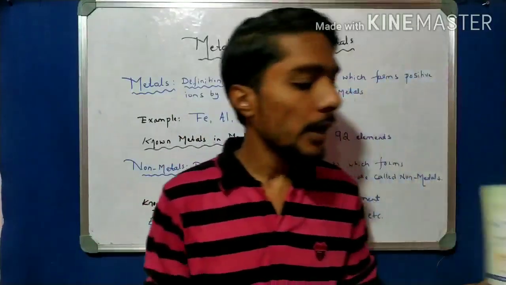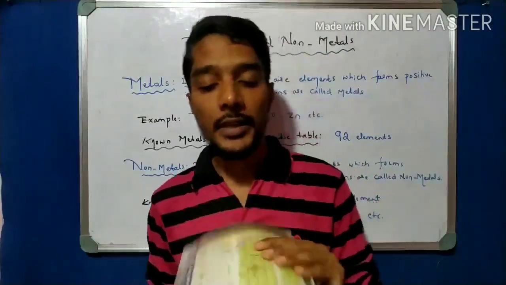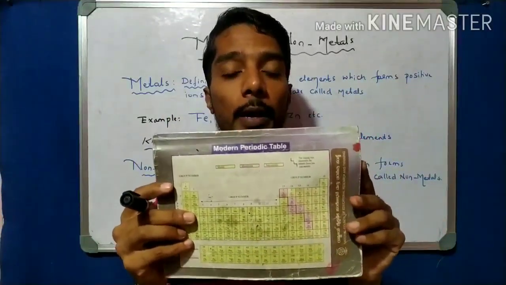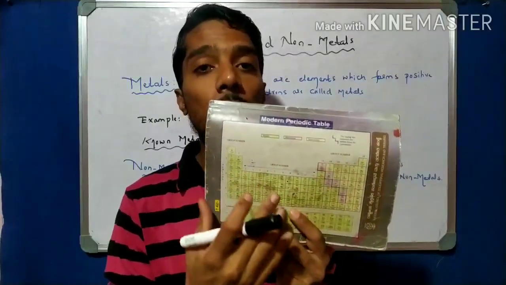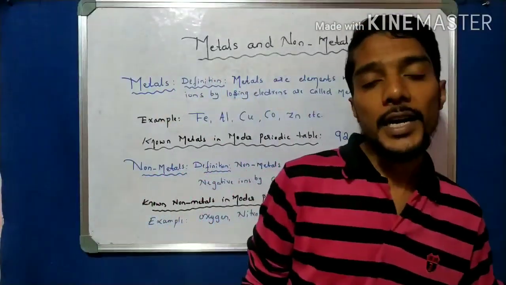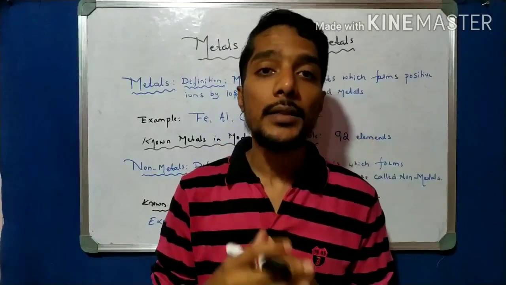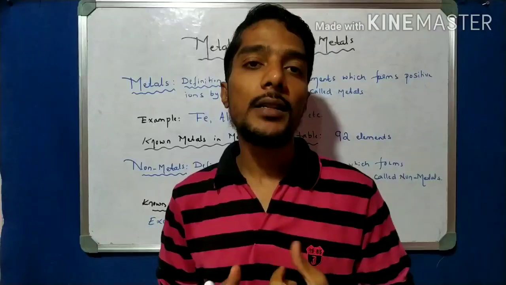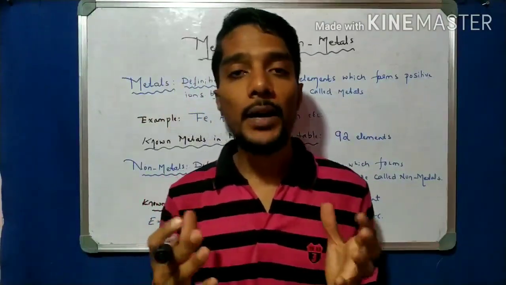It is like that. If you have the NCERT class 10 book of Karnataka state, on the back side you observe the modern periodic table, Mendeleev's modern periodic table. This contains a total of 118 elements, right? In these 118 elements, there are 92 elements which are called metals, and 20 elements are called non-metals, and the remaining are called metalloids.